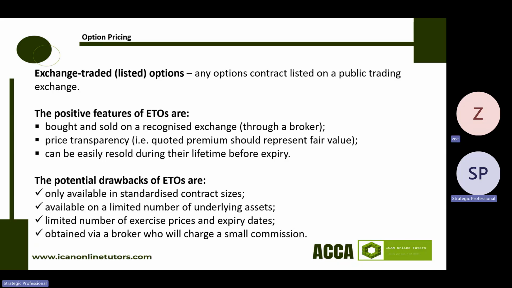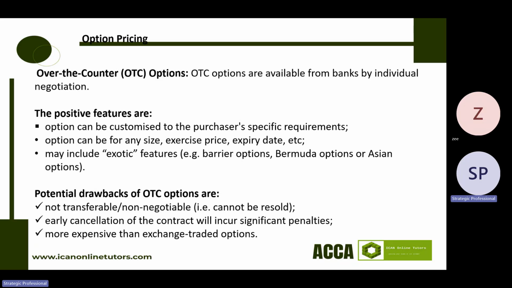So now, what are the potential? I've talked about the potential, so that's that about that. Let's move on to the over the counter. Look at the over the counter: the OTC options are available from banks, or by individuals, by negotiation. That's what I was telling you, it's just informal. It can be between banks and an individual or between two individuals. So it's over the counter, it's informal.